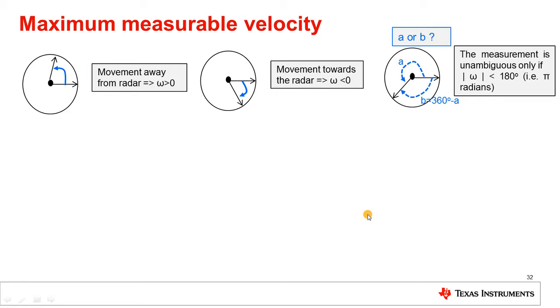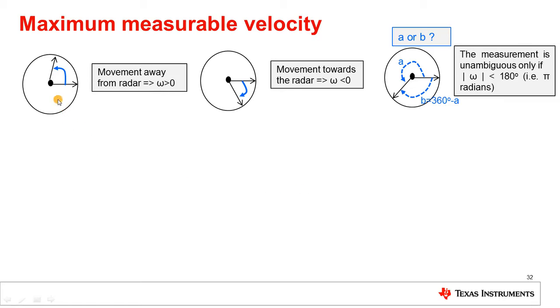Is there a limit on the maximum velocity that can be measured using the technique that we just described? Note that the method relies on a phase difference measurement, which is unambiguous only as long as this difference is within plus or minus 180 degrees or plus or minus pi radians. This is illustrated in this series of figures here.